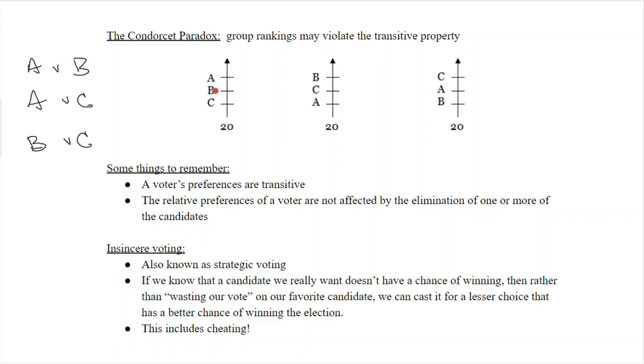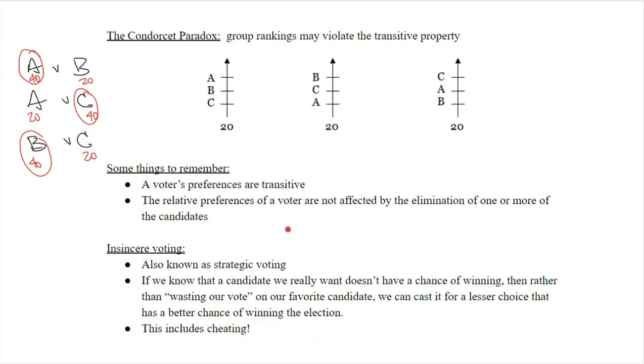So 20 people prefer A to B, this one is B to A, this one's A over B. So this is 40, this is 20. So A is the winner there. A over C, C over A, C over A. This is 40, 20. And then B and C. I have 40, 20.